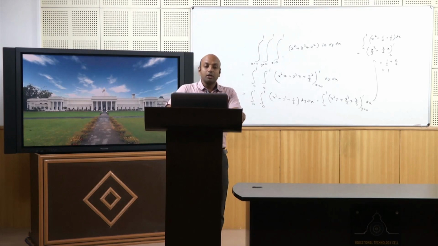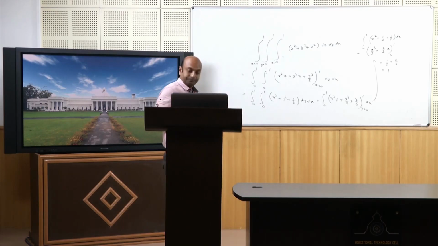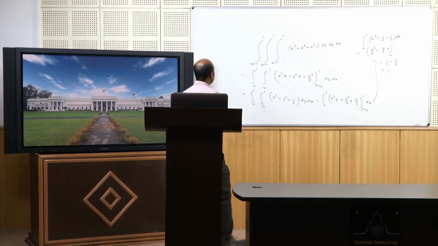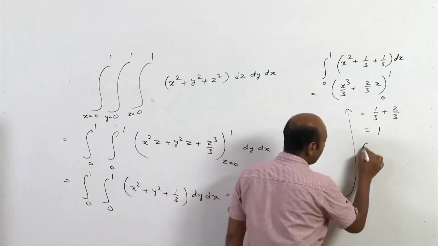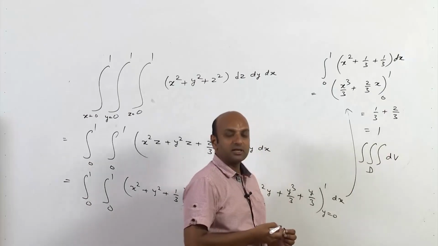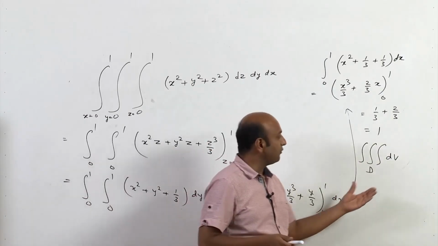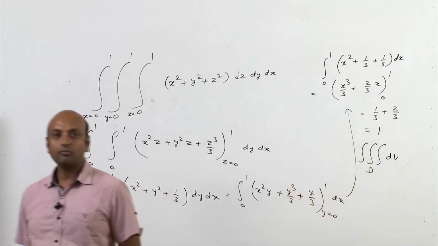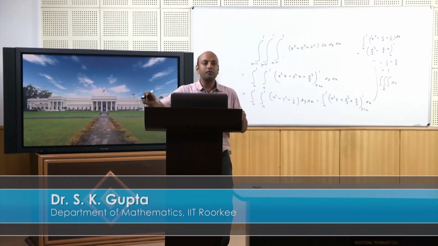Okay. Now, if f is 1, you see, if we are talking about the triple integral over D of dv, what does this give? This gives the volume of the solid D.